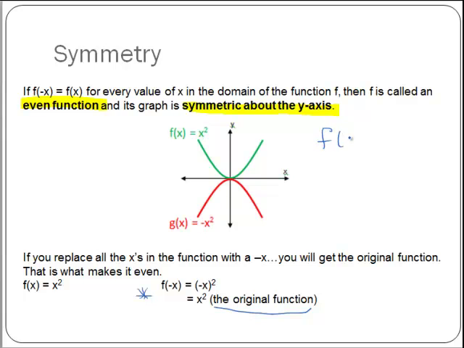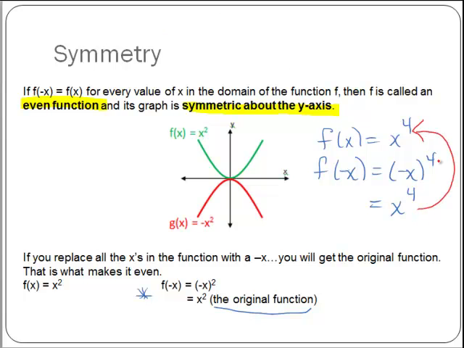So if we have something like f of x is equal to x to the 4th, and I want to know if it's even or odd, I just plug in a negative x. When I raise a negative to an even power, I get a positive. This is exactly the same as what I started with. If that happens, then I have an even function, and an even function is always symmetric about the y-axis.